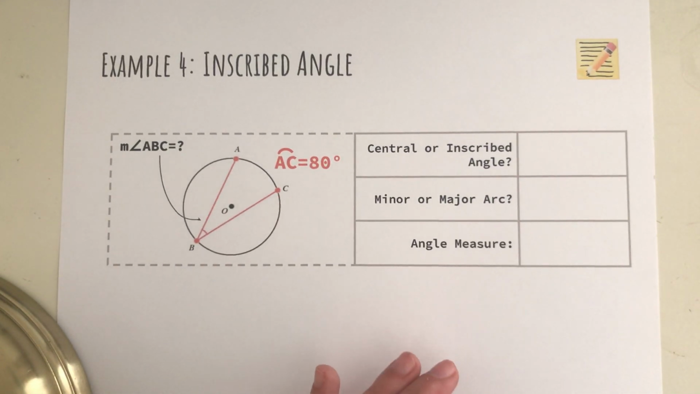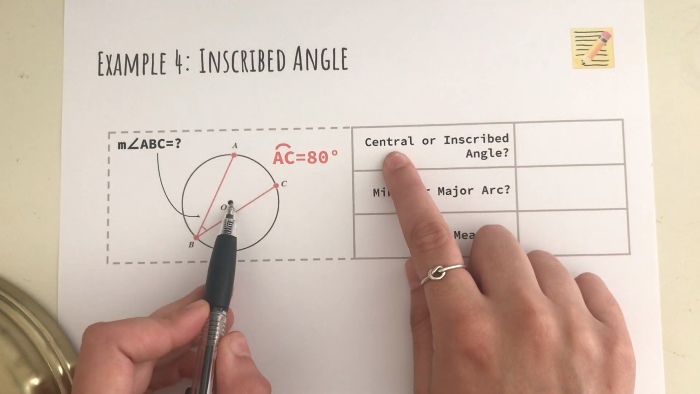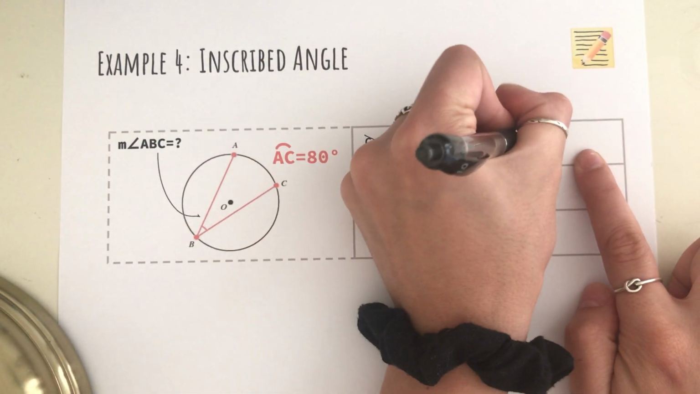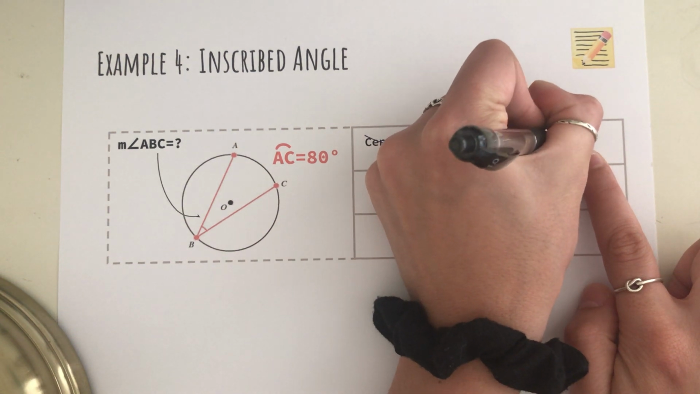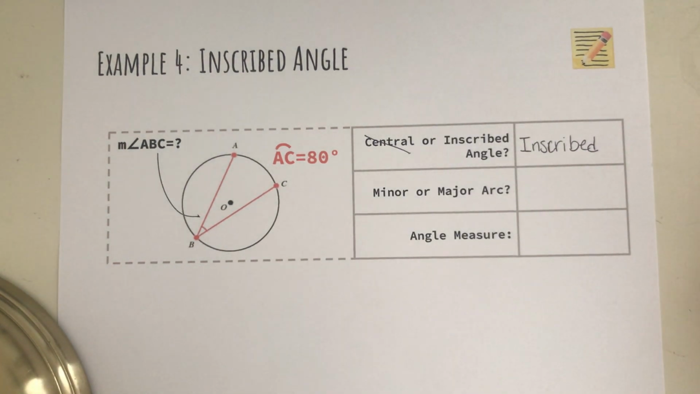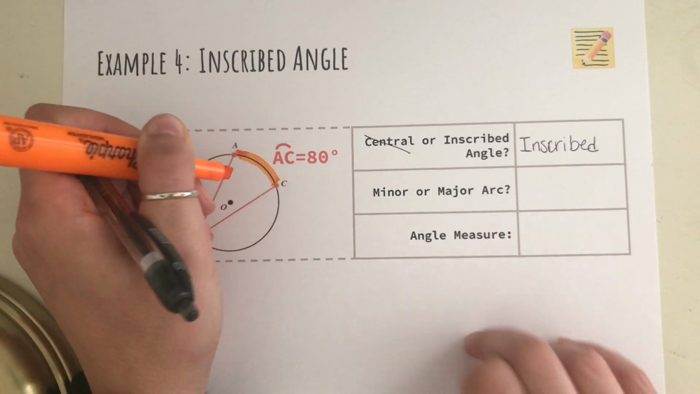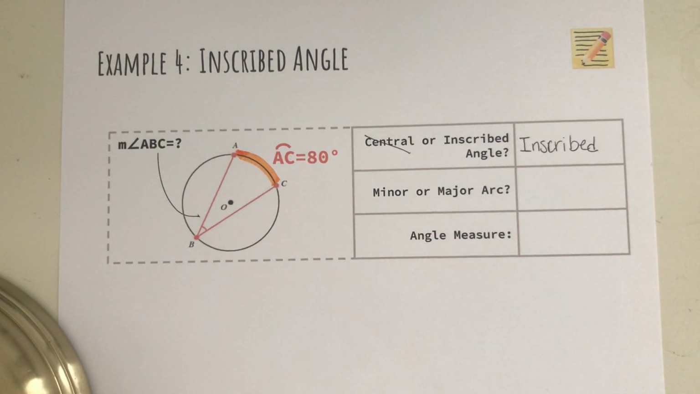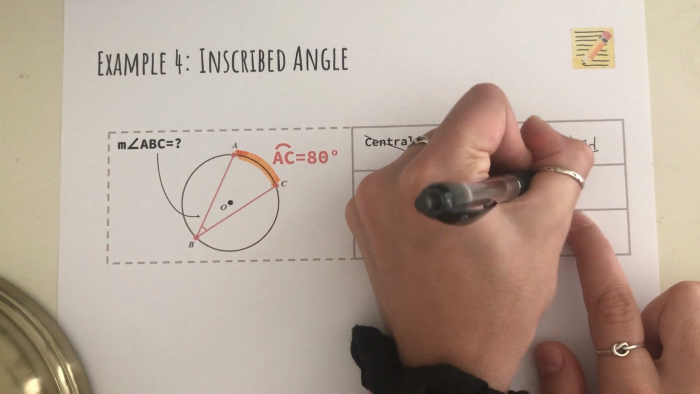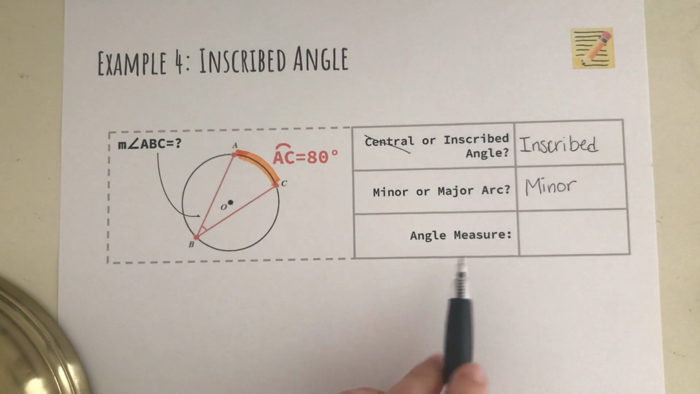So looking at this example, I can tell very easily that this is not a central angle, right? It's not starting at the center, so I can cross that off as an option. This is an inscribed angle. And again, it is a minor arc because the intercepted arc is small. I already know what it is. It's 80 degrees, smaller than 180. So this is a minor arc.